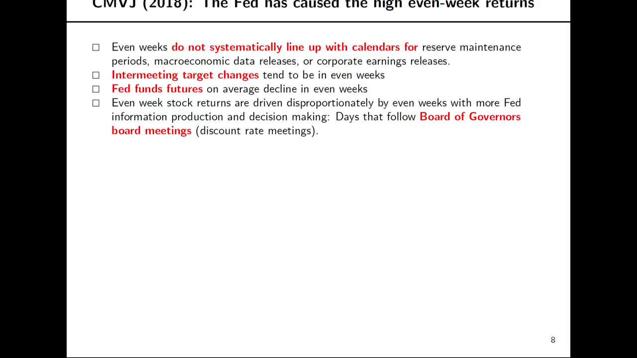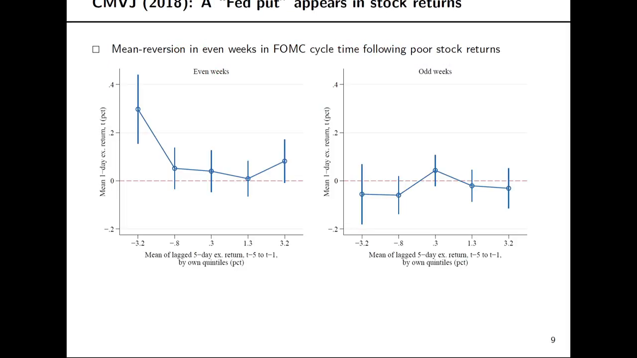What's also interesting is that in that earlier work, we find what you might call a Fed put in stock returns. Look at the left picture, which is for even weekdays. If you sort days in even weeks based on how well the stock market has done over the past 5 days, so whether it has been a good week or a bad week, and let's just do 5 quintiles based on that, you see really high one-day returns in these even weeks. That's the point at the top left, when last week was a really bad week, and today is one of those even weeks where we argue that the Fed is doing its thinking.